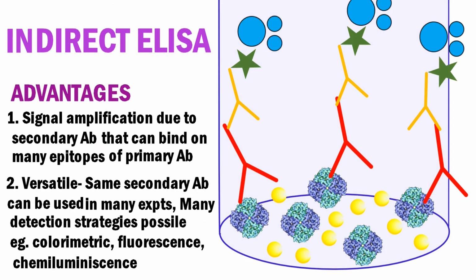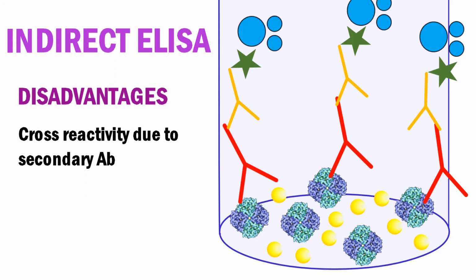In an indirect ELISA, signal amplification is achieved by using the secondary antibody, which binds to several epitopes of the primary antibody. An indirect ELISA is versatile, and the same secondary antibody can be used in many experiments with different primary antibodies generated in the same host. Different detection methods can be used with the same primary antibody, such as colorimetric, fluorescence, chemiluminescent, etc. The disadvantage of an indirect ELISA is that there is a potential for cross-reactivity caused by the secondary antibody.